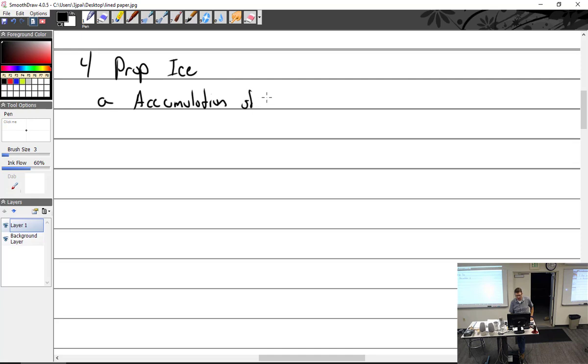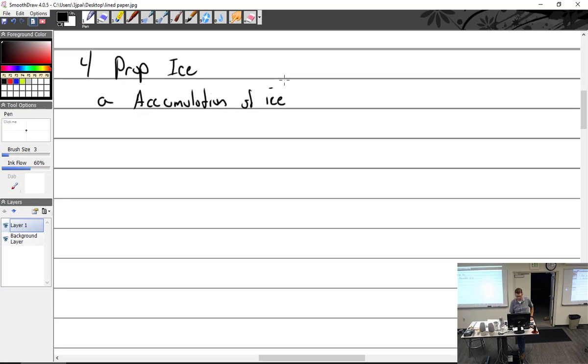Accumulation of ice causes loss of airfoil shape, and causes imbalance. Both of which are not ideal.